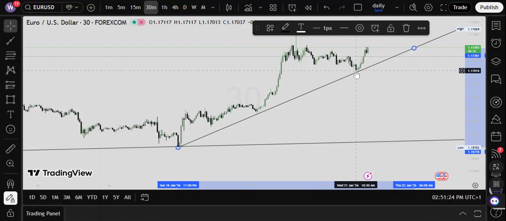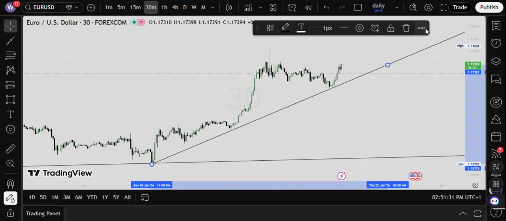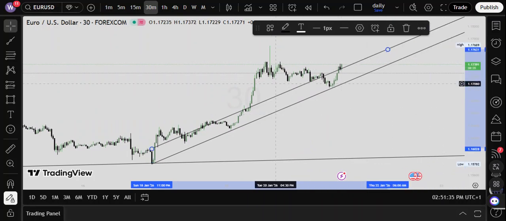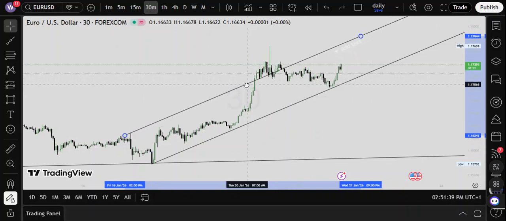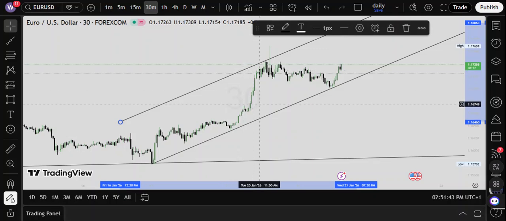And we had touches as well. So what can you do around here? What you can do now is convert this to a channel by clicking on it, clicking on more options and cloning it. When you clone it, you have the same angle, right? So you can just have it this way as your channel. Now you have a channel that you can work with.